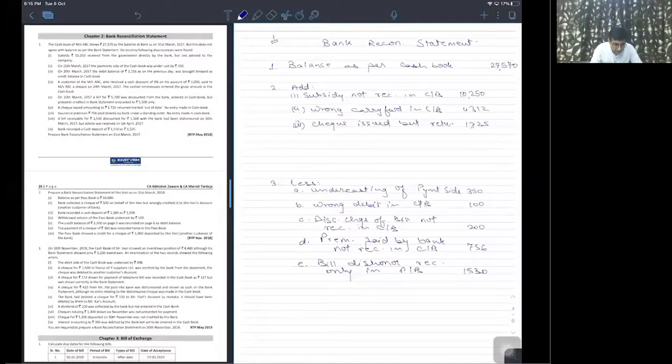Next one, bank recorded a cash deposit of 1550 as 1505.